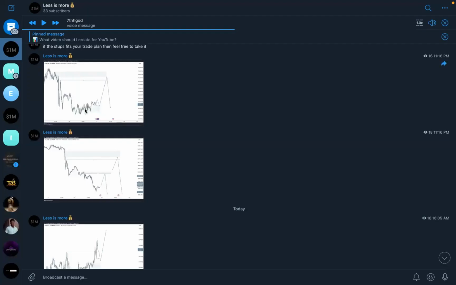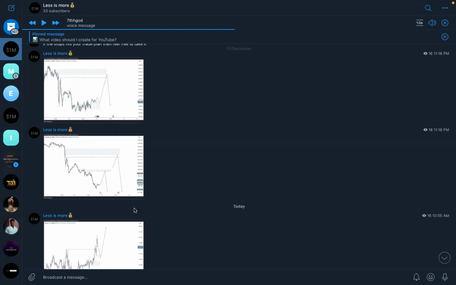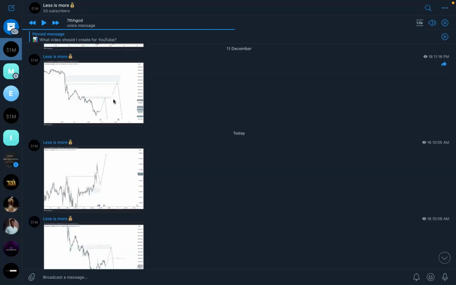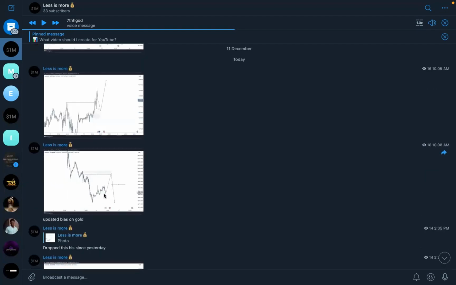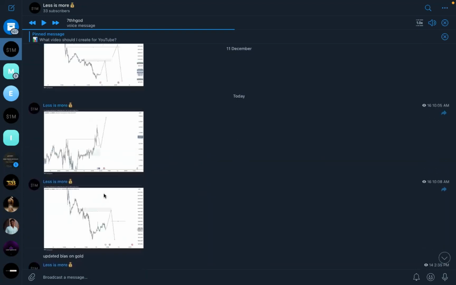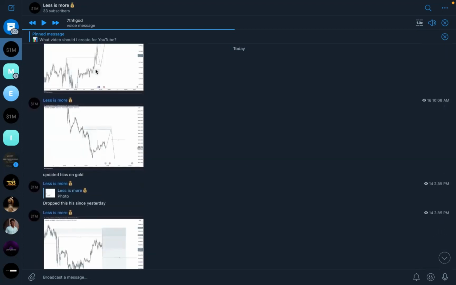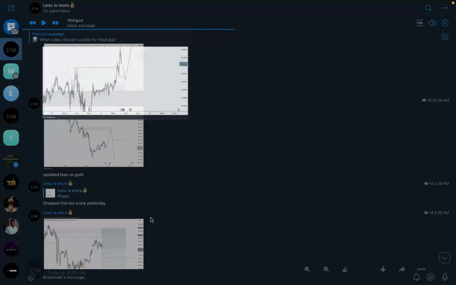So yeah, this was the AUD/USD trade when I called it before and after it happened. I called the buys, then called the sales. Then did I call GBP USD here? I think I called GU, I'm not sure. Okay, this was Euro USD.